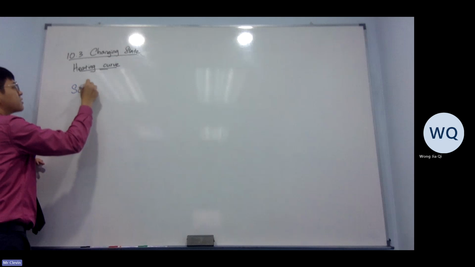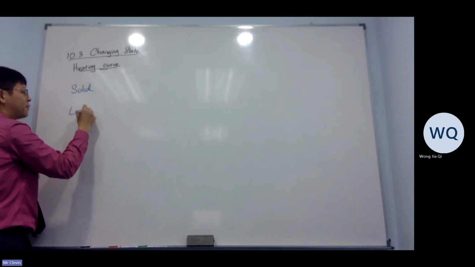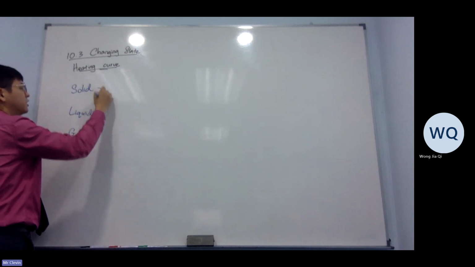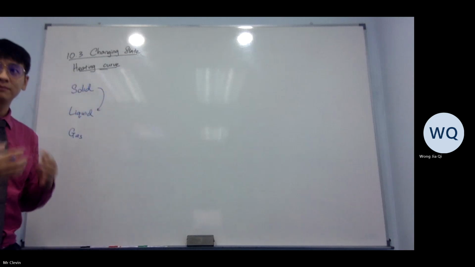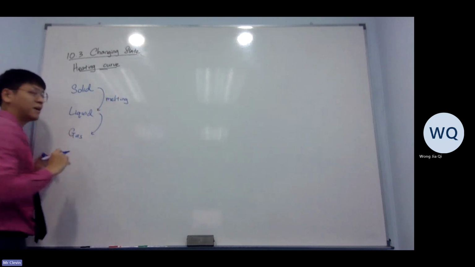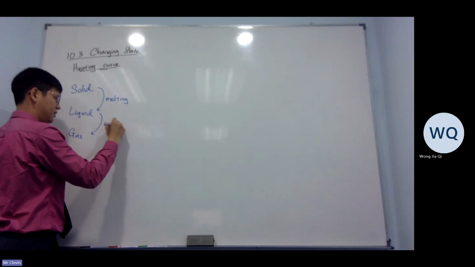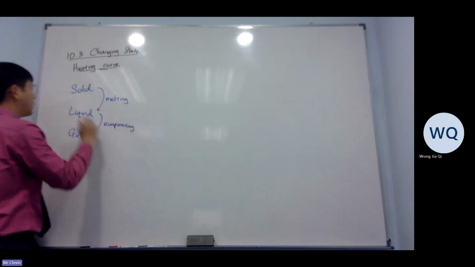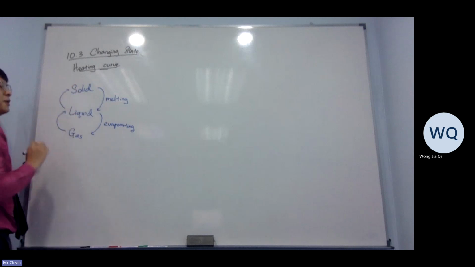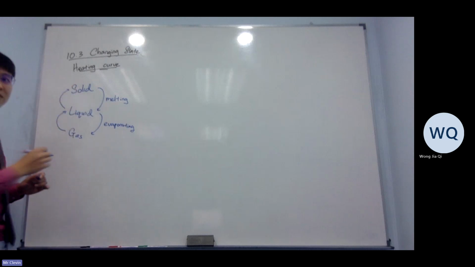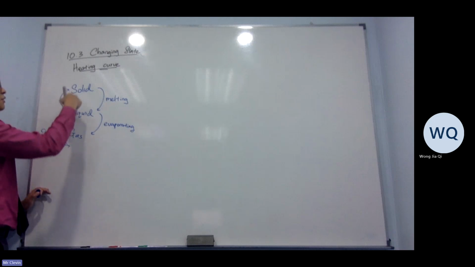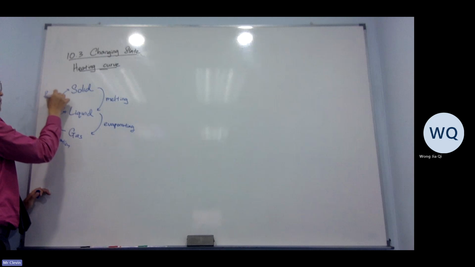We have something we call solid, and then we transform it to become a liquid, then we transform it to become a gas. So we know that from solid to liquid, we call this melting. From liquid to gas, we call it evaporating. What about gas to liquid and liquid to solid? Gas to liquid will be condensation, and then liquid to solid will be freezing.